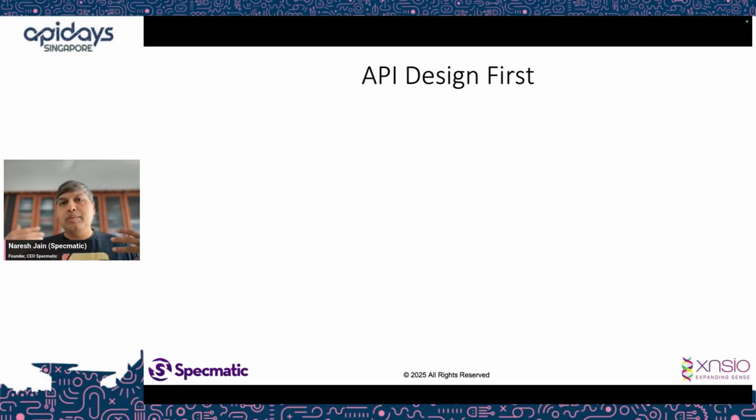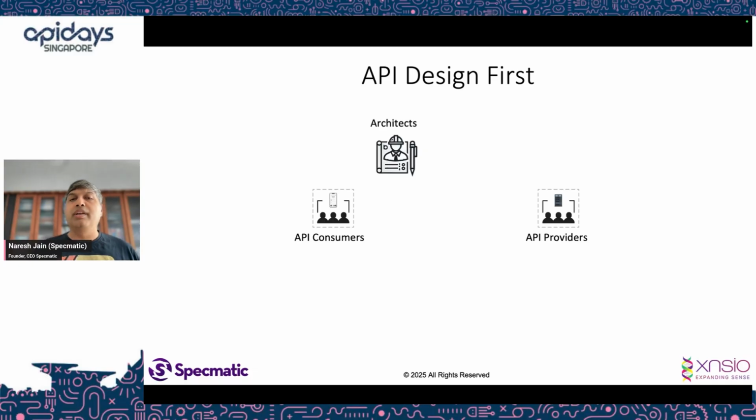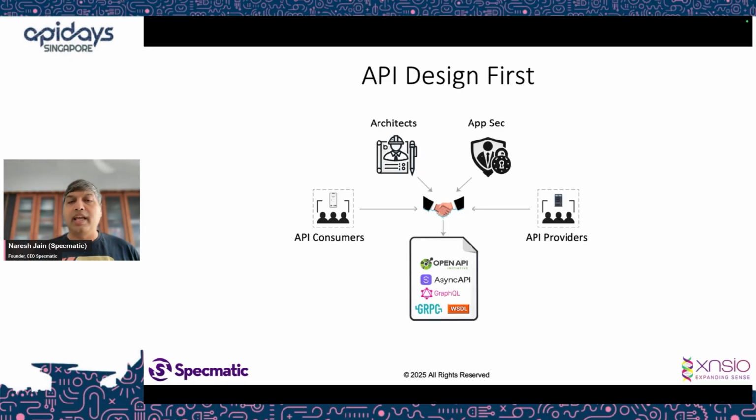So this is part of a larger API design first approach, where you want your API consumers, your API providers, your architects, and your AppSec folks to get together and basically capture their agreement in terms of how this API needs to be designed, what are the various aspects that we just touched upon in terms of the schemas, in terms of the interaction pattern itself, and so forth. All of those things are agreed between these parties, and then they capture that in a standard specification format.